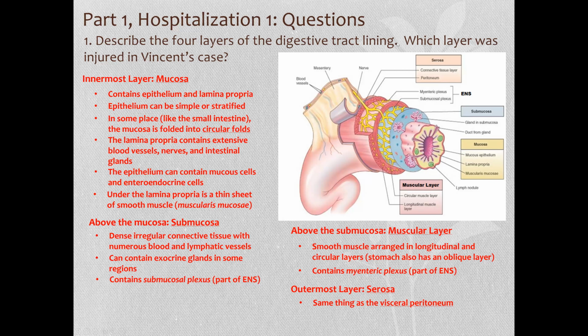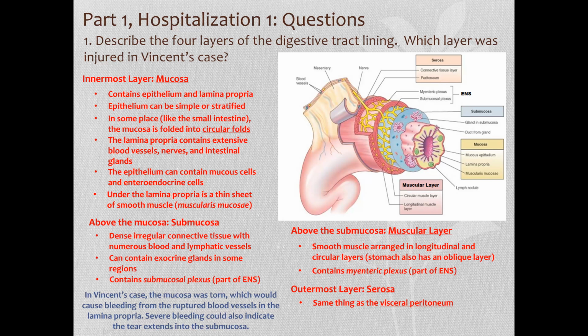So to answer the second question, in Vincent's case, the mucosa was torn, which would cause bleeding from the ruptured blood vessels in the lamina propria. Severe bleeding could also indicate that a tear extends into the submucosa, where you have additional blood vessels.